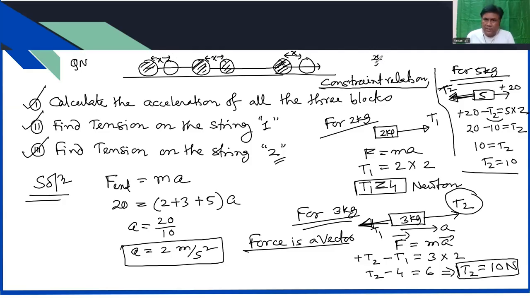So X by T means velocity. It means its velocity must be equal to its velocity and its velocity. Again, velocity by time is nothing but acceleration. It means each acceleration and each acceleration must all be the same because they are connected by the same thread.